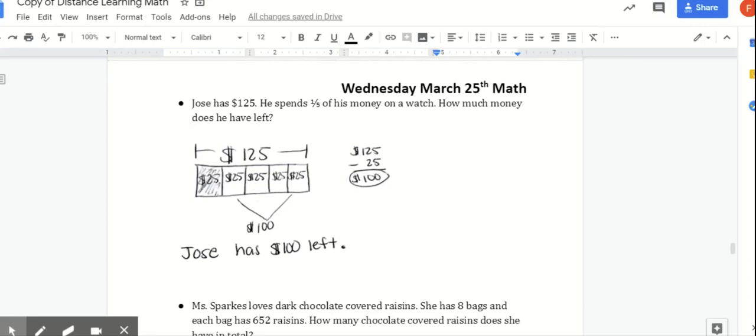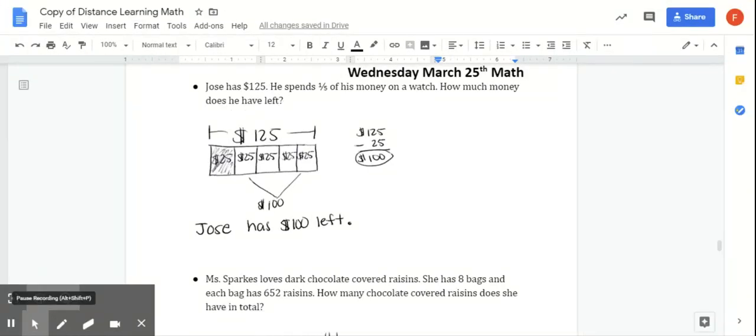Today is Wednesday, March 25th, and we're going to start math class. So with you, you should have a pencil, some scratch paper. If you have the physical packet, that's great. Have that in front of you. If not, you should have the math packet open in a different tab.